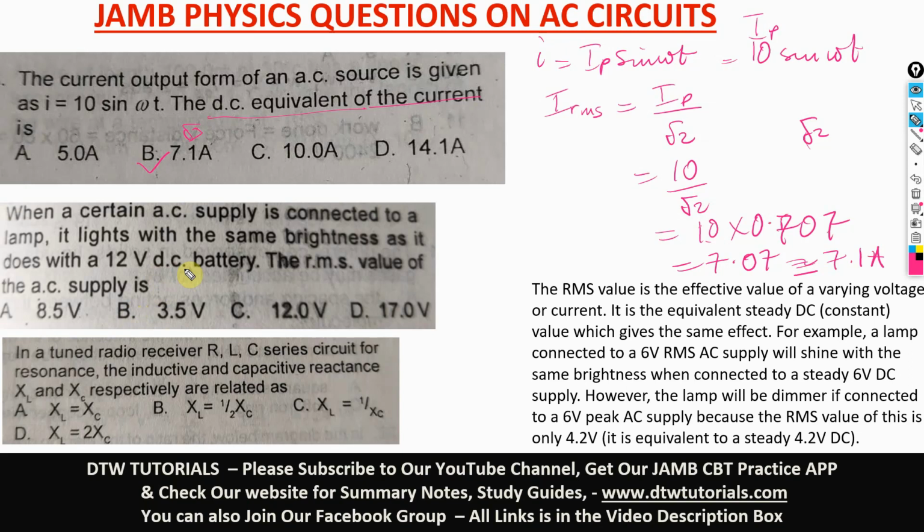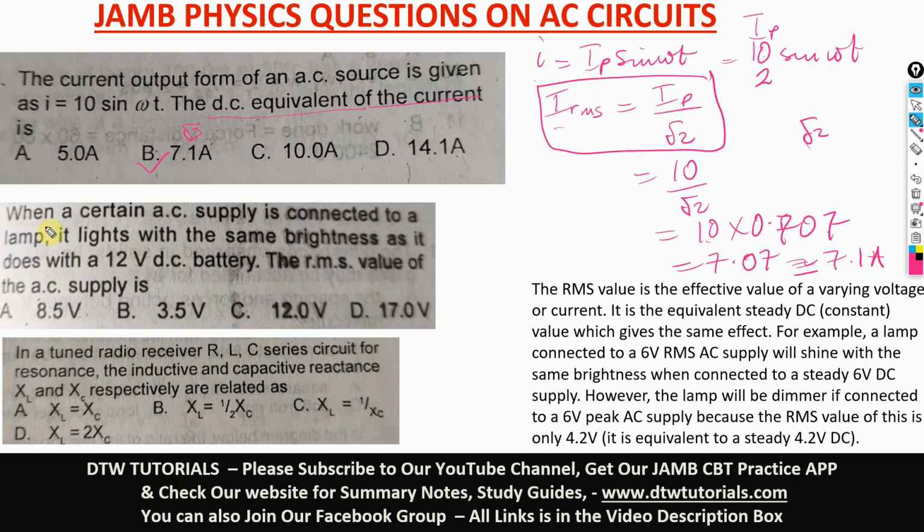Am I correct? Yes, in that particular question, this wasn't 10, it was 2. If you remember, this was 2. So this is still the same way you solve it. Always remember this formula. It's very important. In your AC circuit today, IRMS is always repeated.